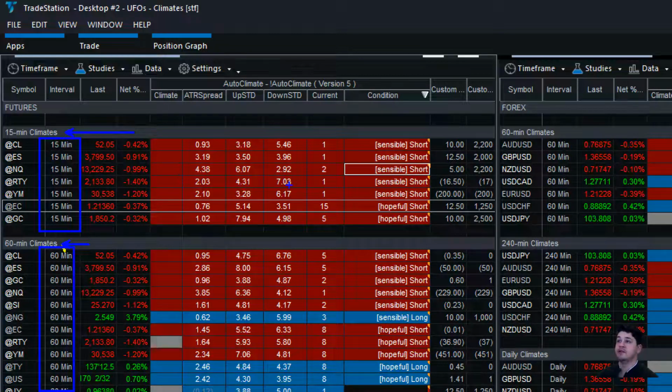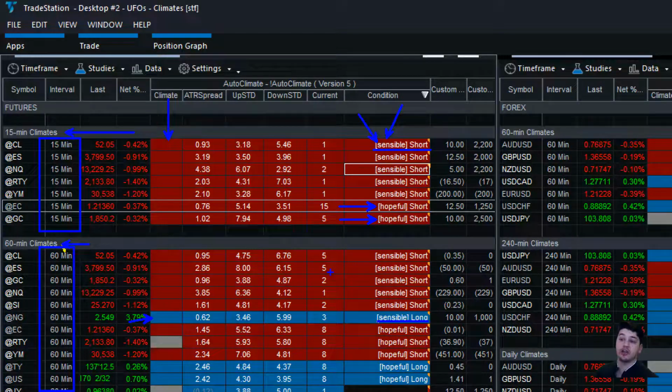We're going to focus primarily on these because they're going to update at least 3 times while we're in this session. So the way we go about this is we look for things that make sense. That's why this word sensible is right there. And we need this climate, which is up here, that's the column for climate, to be a certain color, whether it's red or blue, meaning it's confirmed. So a confirmed up climate and a confirmed down climate is what we're looking for, as long as what makes sense is in front of us. So a sensible short or a sensible long, like we see here, is what we're aiming for. Now, can we trade hopeful climates? You know, sure, we certainly can.